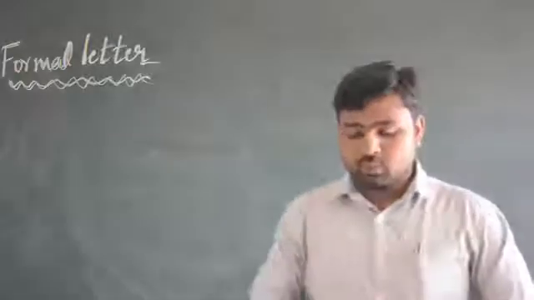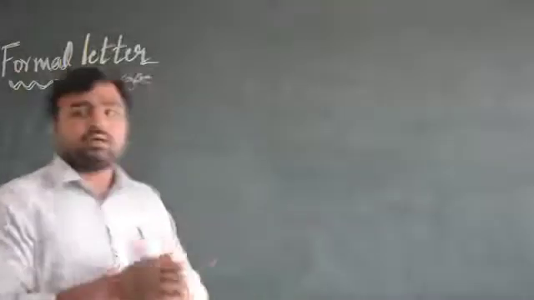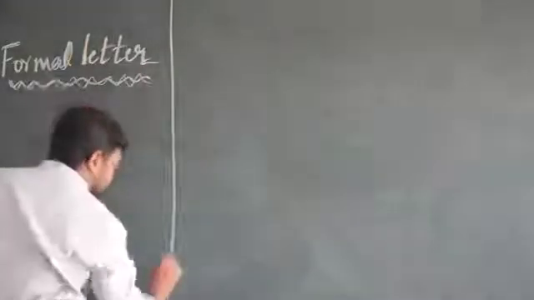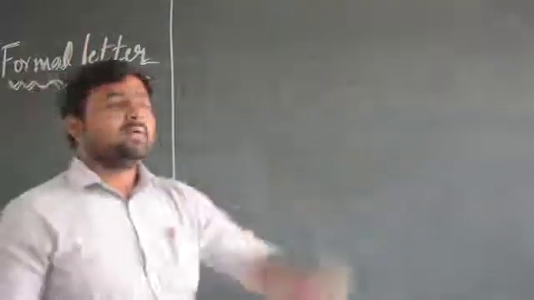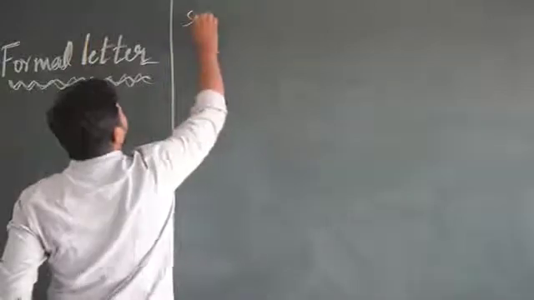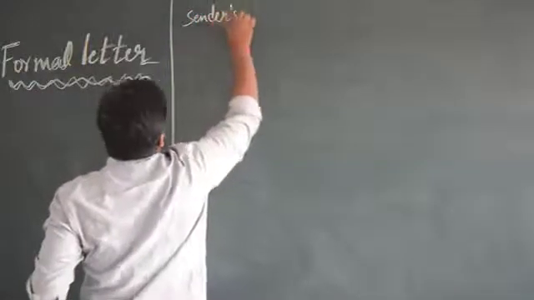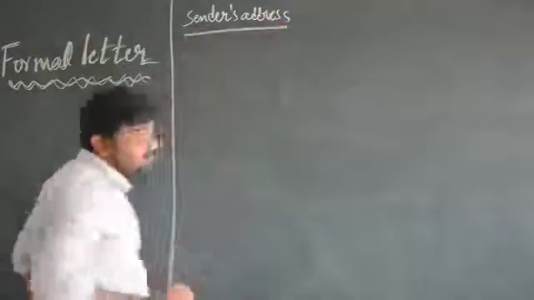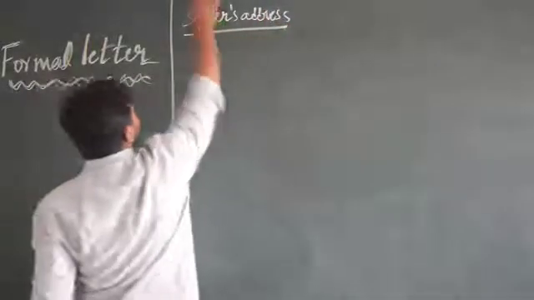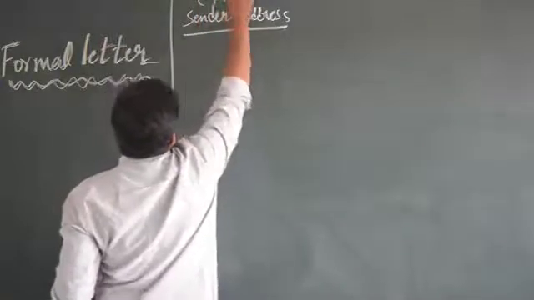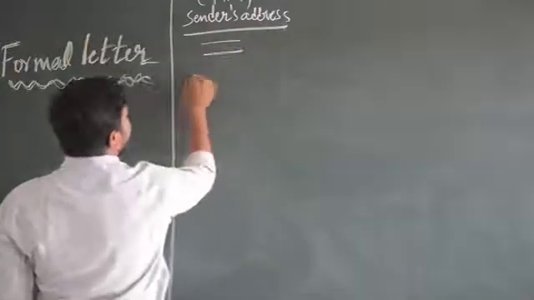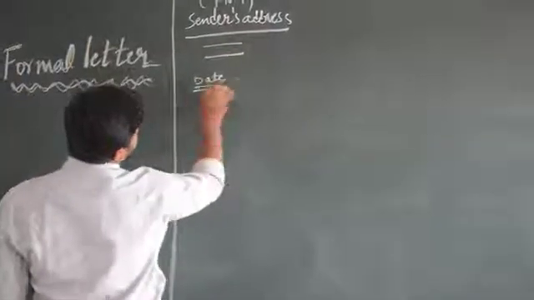Now it's the time to know the structure or format of the formal letter. Consider this as your page. First, what we have to write is the sender's address. As you know, what is sender's address? That is the from address. Here you can write your name and your address, and date also you can write.